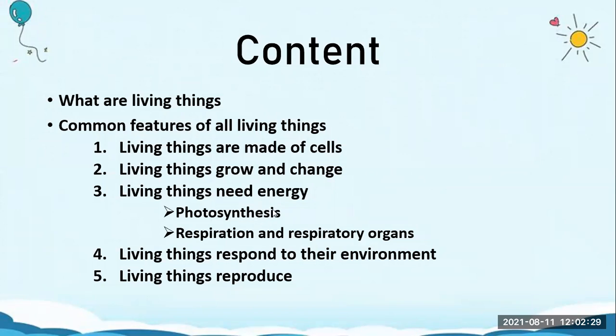Photosynthesis is a process that we'll be learning for plants. Plants get their energy with the process called photosynthesis. While if we talk about animals, they get energy by respiration. So we'll learn about respiration and respiratory organs. The human beings, the other animals, the fish, the birds, the insects, they all do not respire the same way. They have different organs. The respiratory organs are different in different animals, so we'll learn about that as well.